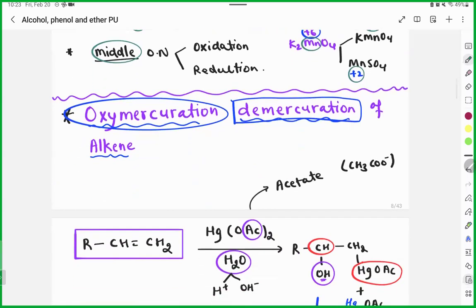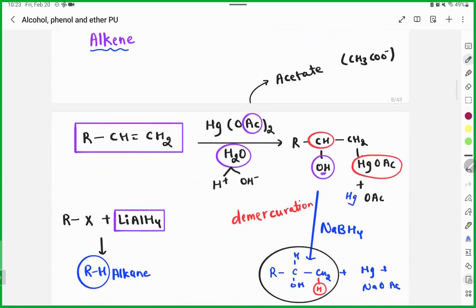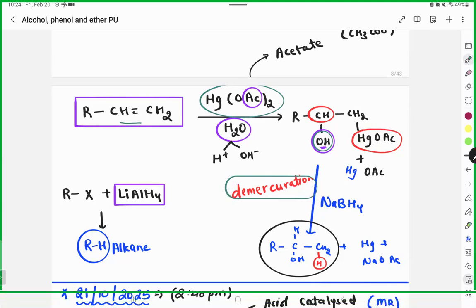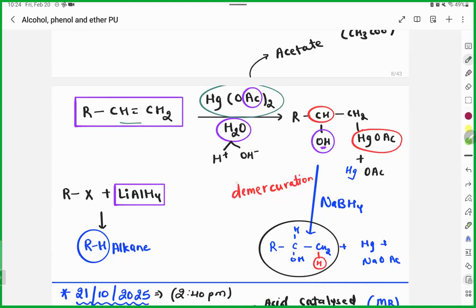The third reaction, oxymercuration-demercuration of alkene, is not given in NCERT. What happens in this case? If you take an alkene and do oxymercuration, you have mercury acetate in the presence of water. So what will happen? First, OH will be added, like Markovnikov rule, and then you will do demercuration. You will remove the mercury. That's why it is called demercuration.